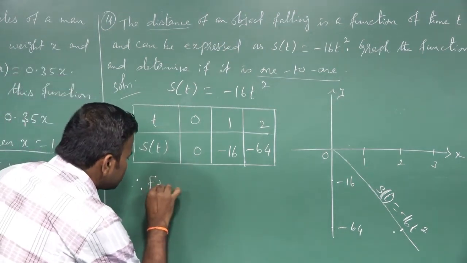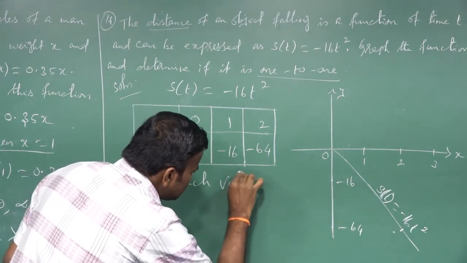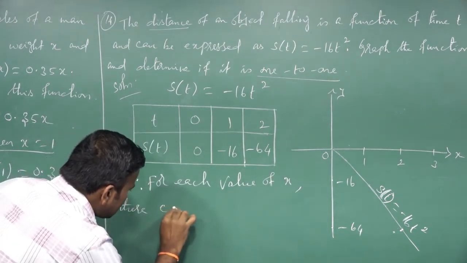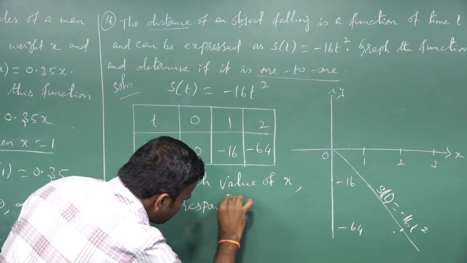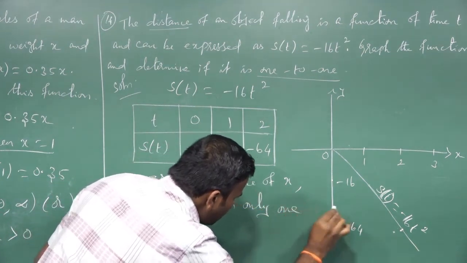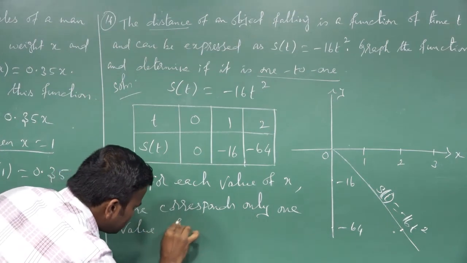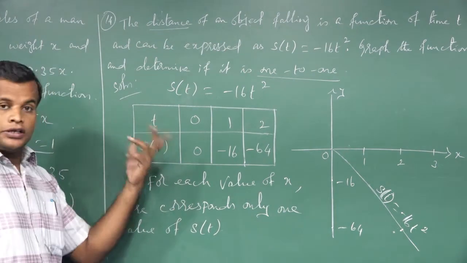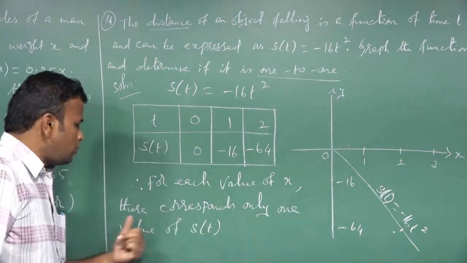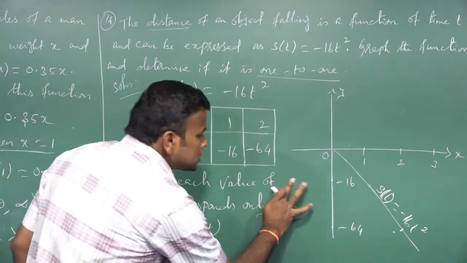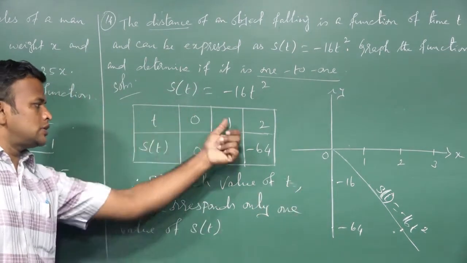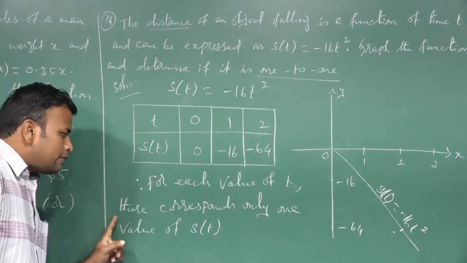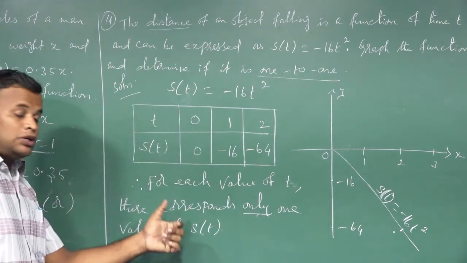For each value of x there corresponds only one value of s of t. For each value of x or t, it is your choice. We write either x or t, since we write x-axis and y-axis in two manner. For each value of t, there will be only one value of s of t possible.